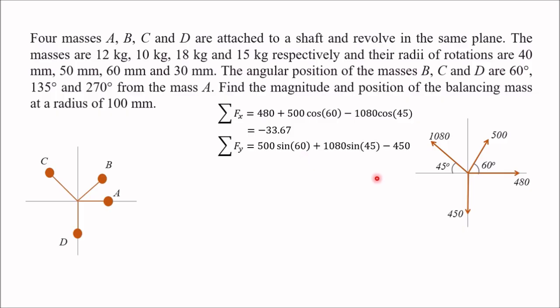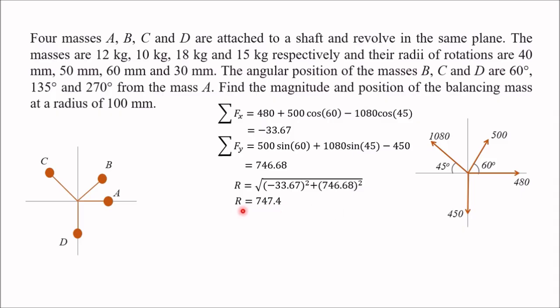Similarly, you will get sigma Fy. The y component of 480 is 0. The y component of 500 is 500 sin 60 along the positive direction. Similarly 1080 sin 45 along the positive y direction, and 450 is along the negative y direction, so it is minus 450. When you solve this, you will get sigma Fy equal to 746.68. So the resultant of all these forces is R equal to root over sigma Fx squared plus sigma Fy squared, which is R equal to 747.4.